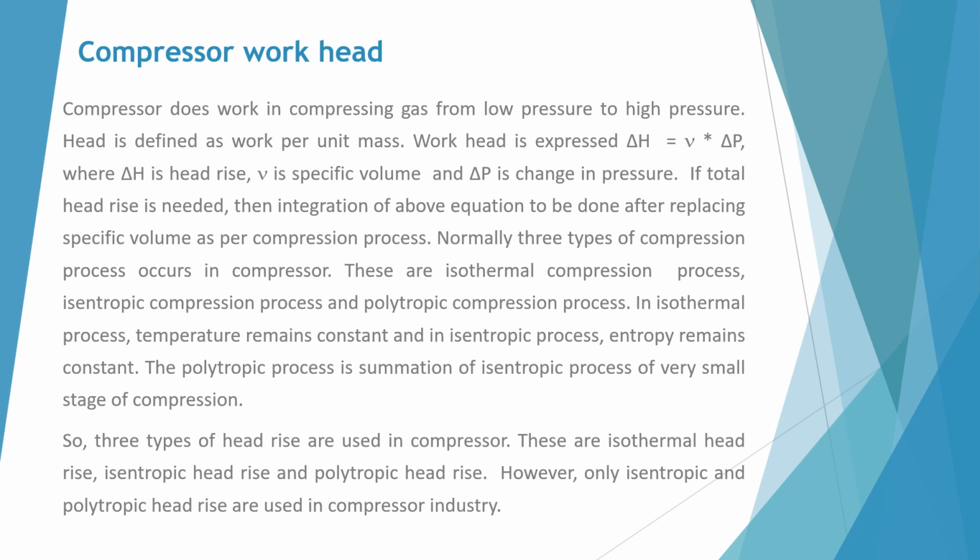as per compression process. Normally, three types of compression process occur in compressor. These are isothermal compression process, isentropic compression process, and polytropic compression process. In isothermal process, temperature remains constant, and in isentropic process, entropy remains constant. Polytropic process is summation of isentropic process of very small stages of compressor. So three types of head rise are used in compressor. These are isothermal head rise, isentropic head rise, and polytropic head rise. However, only isentropic and polytropic head rise are used in compressor industries.